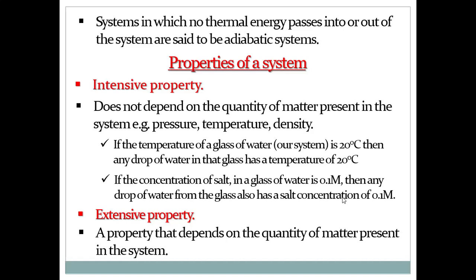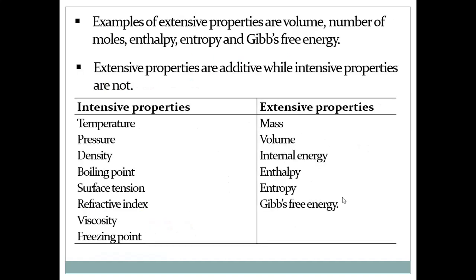When we look at the extensive properties, this is the opposite of intensive. These ones depend on the quantity of matter present in the system. So examples, we have volume. When you put 1 centimeter cubed of water in a glass and in another glass you put 20 centimeters cubed, you realize the volume has changed. Number of moles, enthalpy, entropy, Gibbs free energy. All these are extensive properties. They depend on the quantity of matter present in a system.